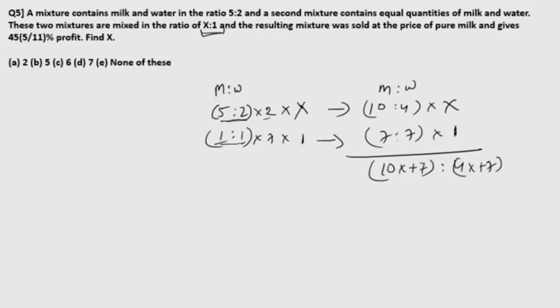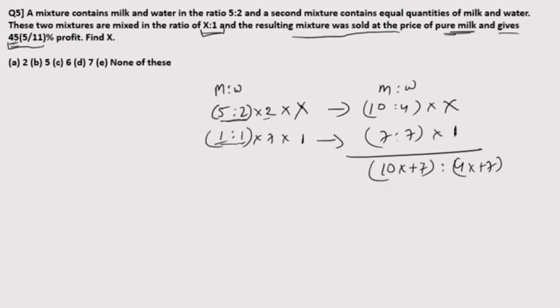Now it is saying the resultant mixture was sold at the price of pure milk and gives a profit of 45 whole 5 by 11. 5 by 11 is 45.45. So 45 whole 5 by 11 is basically 45.45%. Guys, these things I have already covered in the fraction to percentage equivalence video. Just check that video. I have already covered this. 45 is a multiple of 9, so the denominator is going to be 11, means 45.45 is basically 5 by 11.